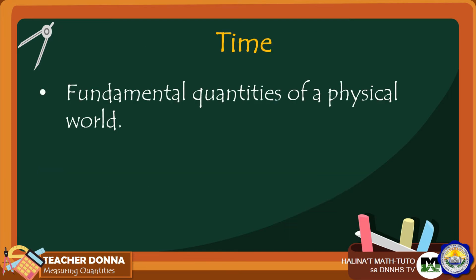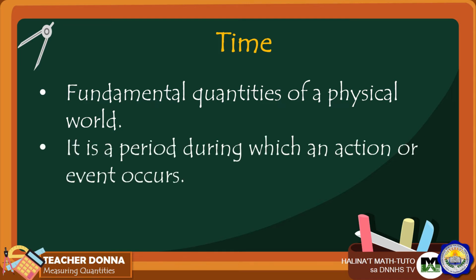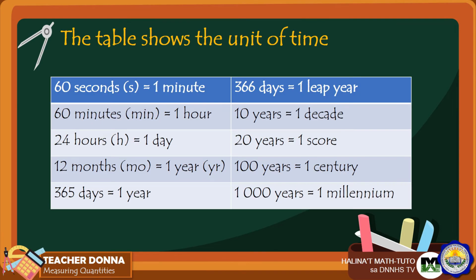Time. It is a fundamental quantity of the physical world. It is the period during which an action or event occurs. The table shows the units of time. So 60 seconds is equal to 1 minute. 1 hour is equal to 60 minutes. 1 day equals 24 hours. 1 year equals 12 months. 1 year is also equal to 365 days.